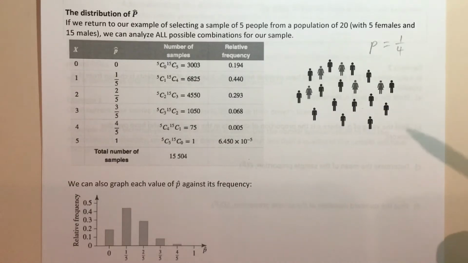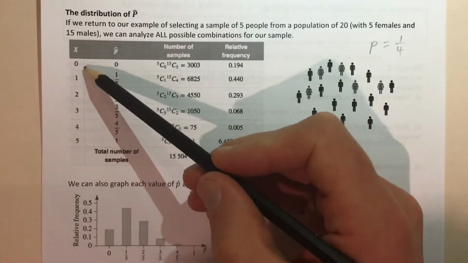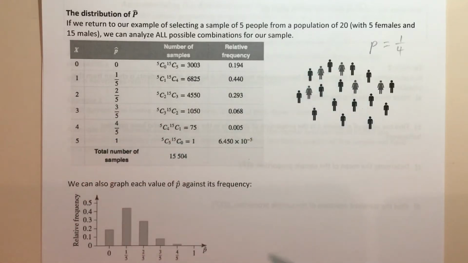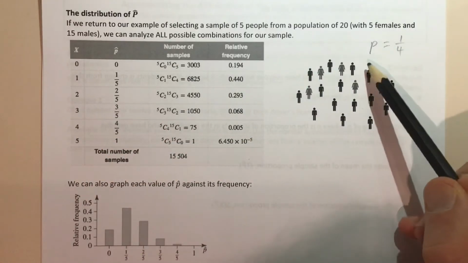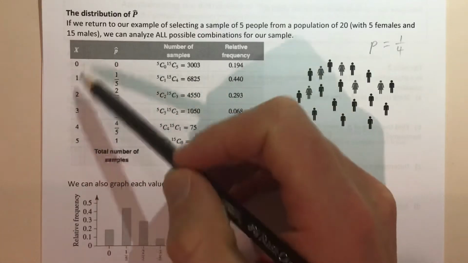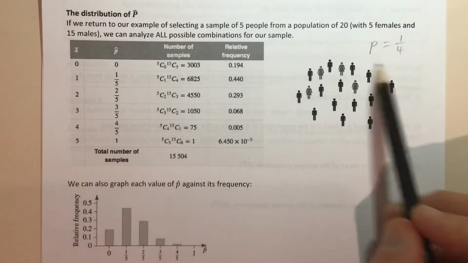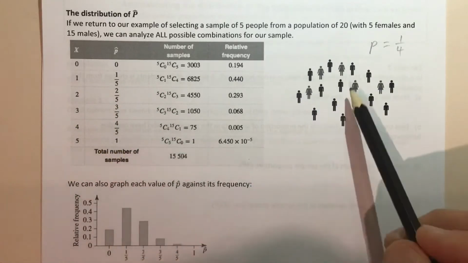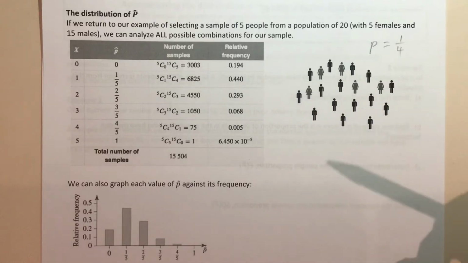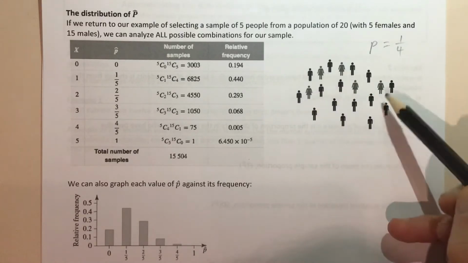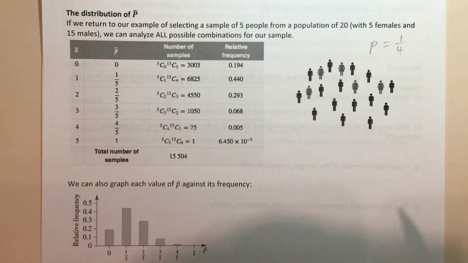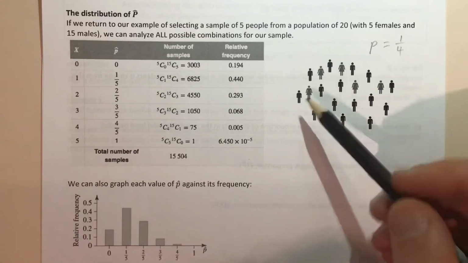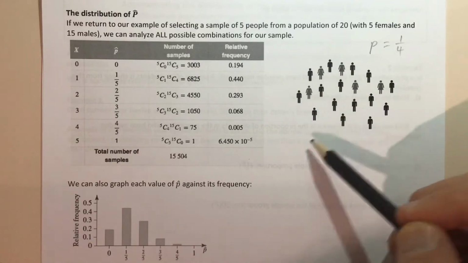When we think about all the possible values we can get, we could get 0 females, 1 female, 2, 3, 4, or 5 females, depending on the sample we take. There's more or less likelihood of each of these outcomes, depending on which ones are closer to a proportion of 1/4. For example, given that there are 20 people and only 5 females, it's very unlikely that you pick a random sample that gets 5 females. It's possible, but not very likely, because there's only one way to do that, whereas there are thousands of other combinations that give us every other proportion.